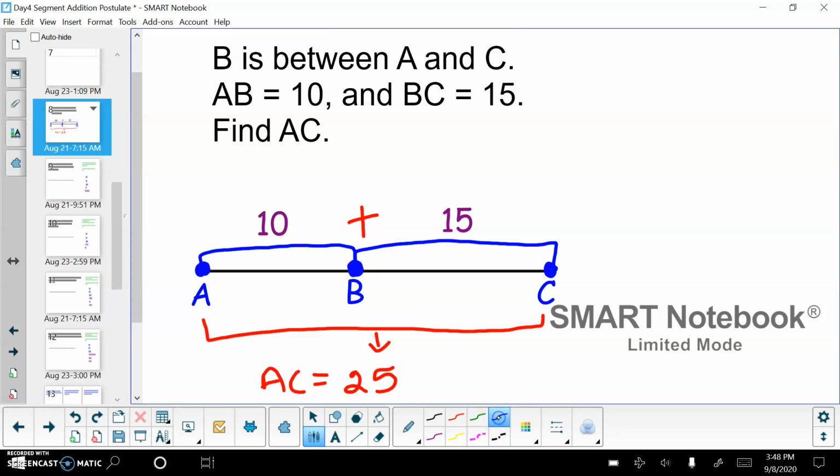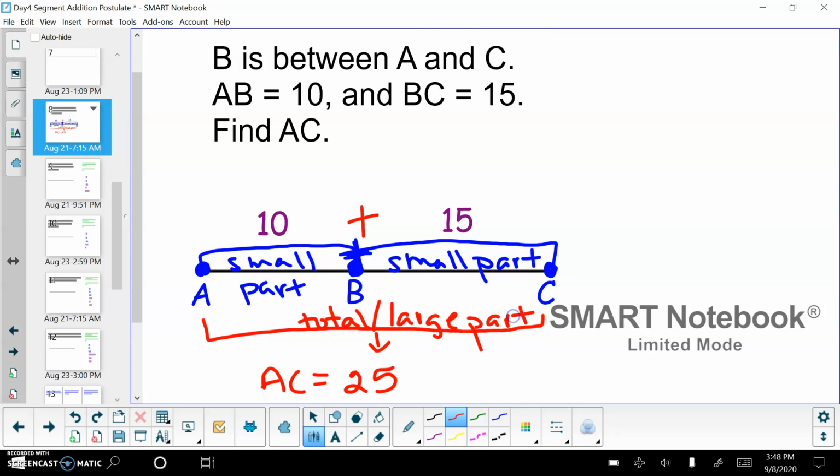So once again, you take the small part and you add the other small part, and all together that makes the total, our large part. So small plus small equals total, or the larger one. I like to say the total, but some people say the big one or the large one, and that's all you're really doing. And that is our segment addition postulate.